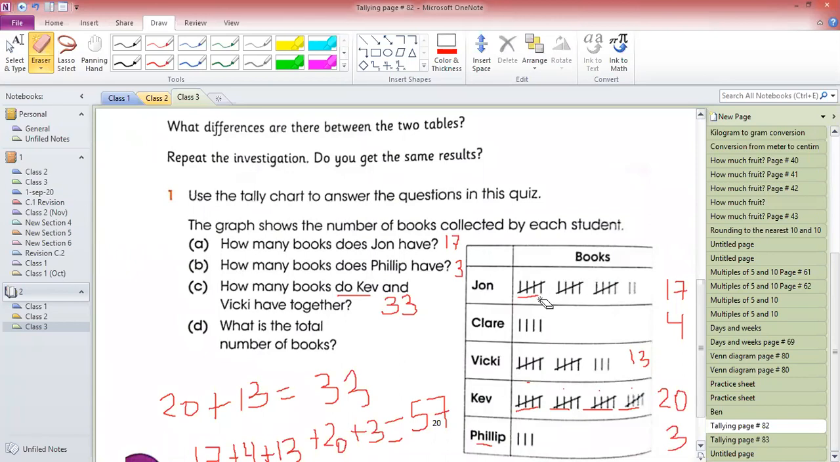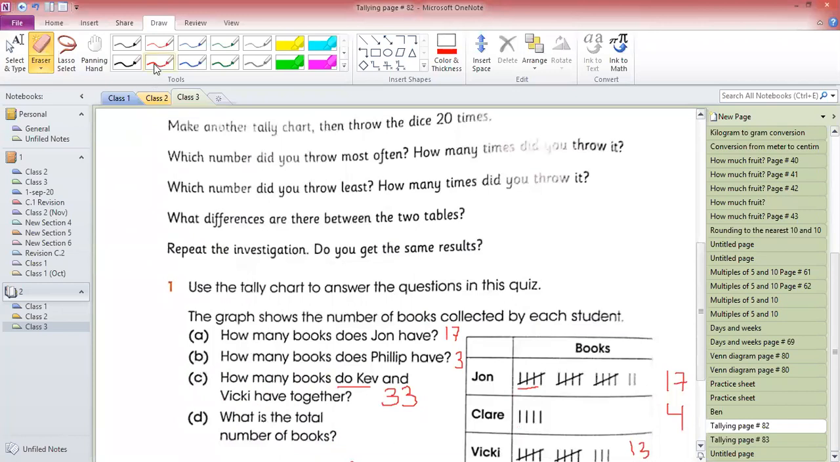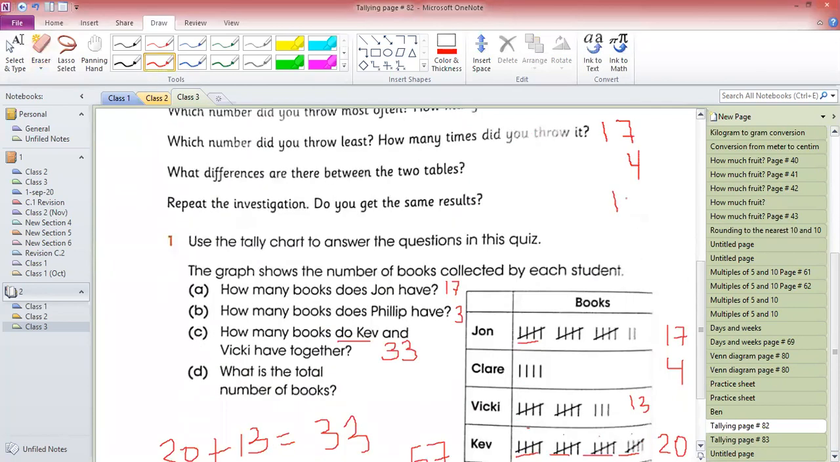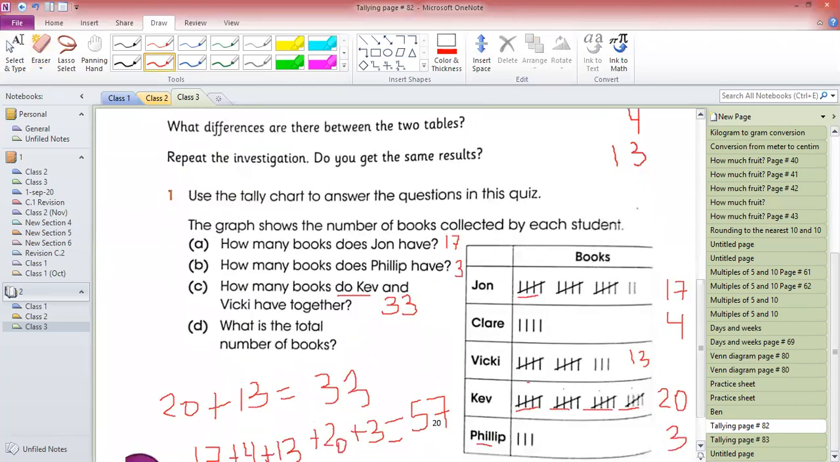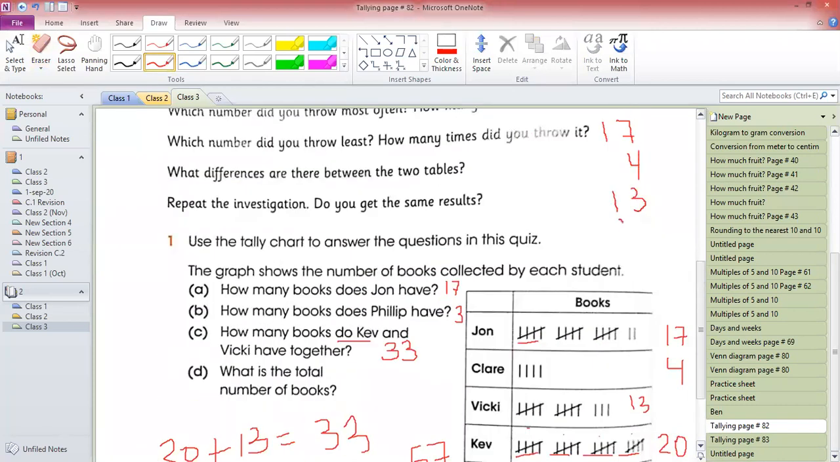You have already found out how many books John, Claire, Vicky, Cave, and Philip have. You just need to add them. So you are going to add them. The first one is 17, then 4, then 13, then 20, and then 3.